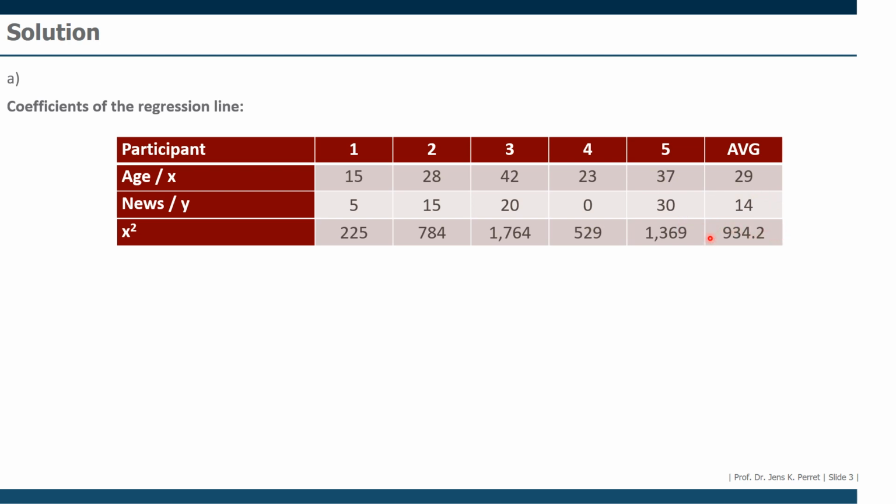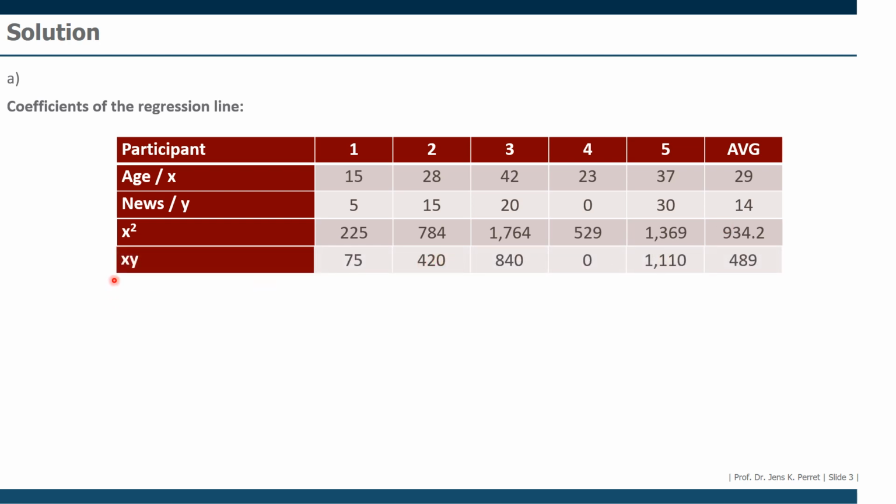Again, for those numbers, I'm going to calculate the average. Then I'm going to finally add a second row, and in the second row I'm going to calculate X times Y. So 15 times 5, 28 times 15, 42 times 20, and so forth. Again, I'm calculating the average. That's actually the only values I need here, those 4 averages, because with those 4 averages, I can start with the slope parameter for my line.